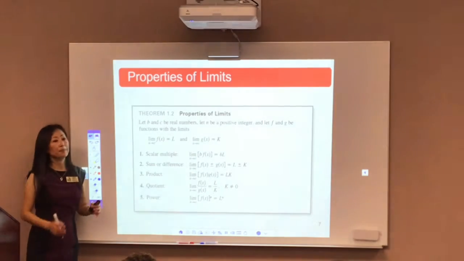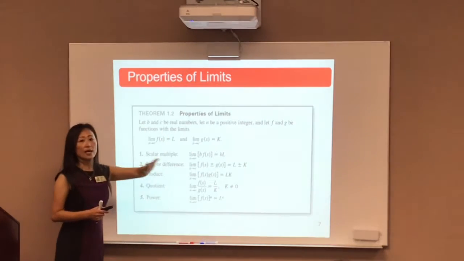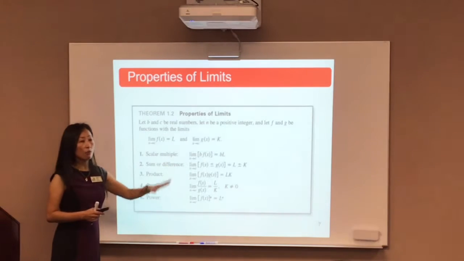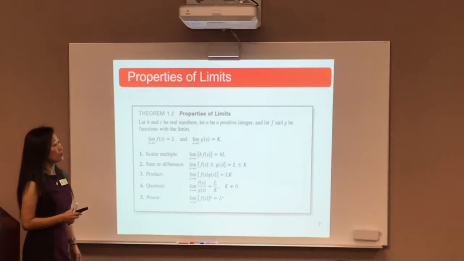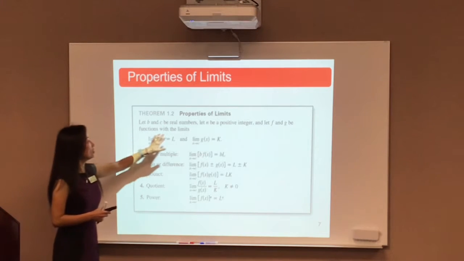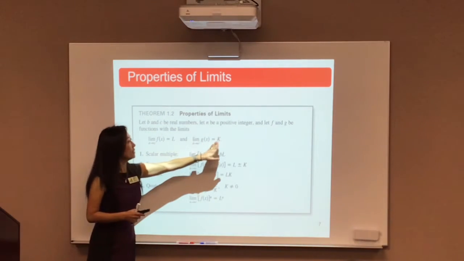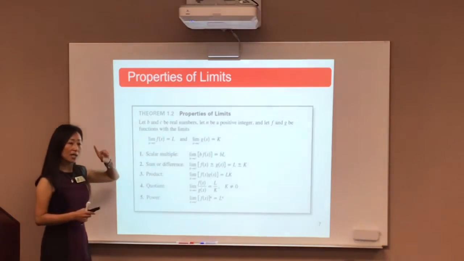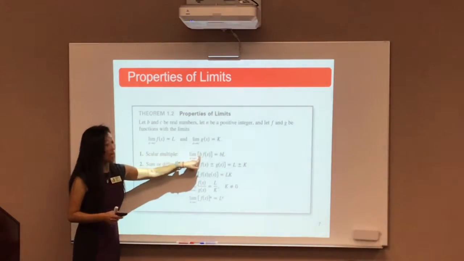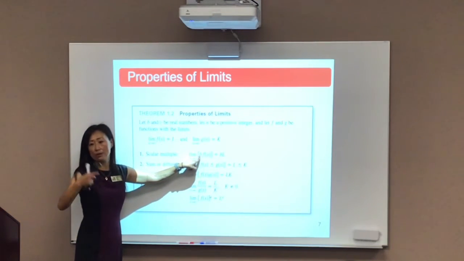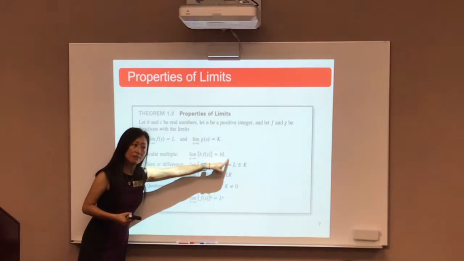All right, there's another one. More properties. So b and c are real numbers. You know what real numbers are? Like counting numbers, negative numbers, fractions, they're all real numbers. Okay, and let n be a positive integer, and f and g be functions with limits. So this function has a limit called L. And this function has a limit called K. Then guess what I can do? I can multiply by a number. The b can be like 3, 5, or 10, any number. So I can simply multiply, and I get the number times my limit.